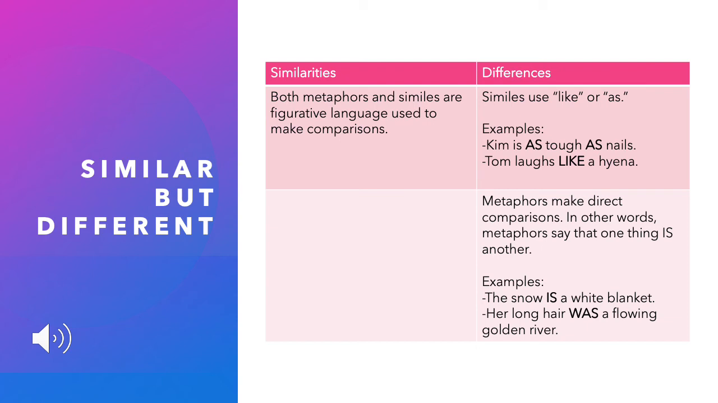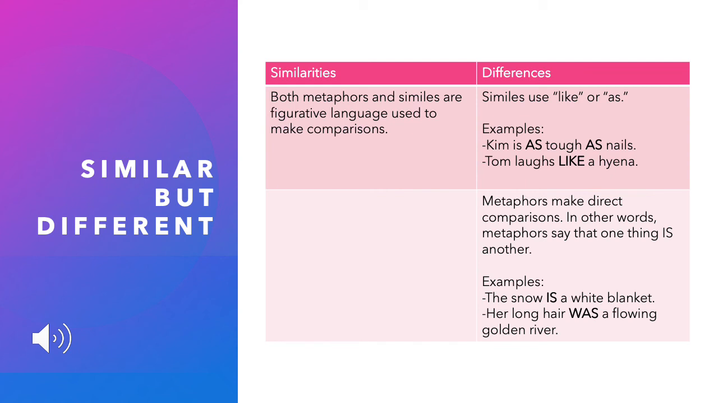Both metaphors and similes are figurative language used to make comparisons. What is an easy way to tell the difference between both types? Similes compare things using the words like or as. For example, Kim is as tough as nails. Tom laughs like a hyena.